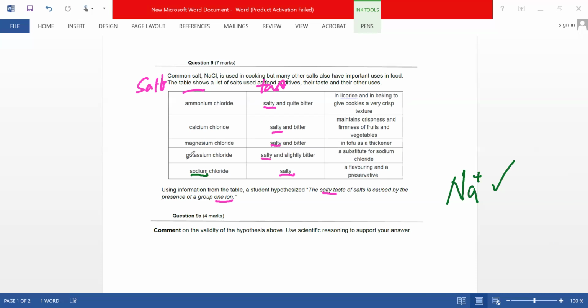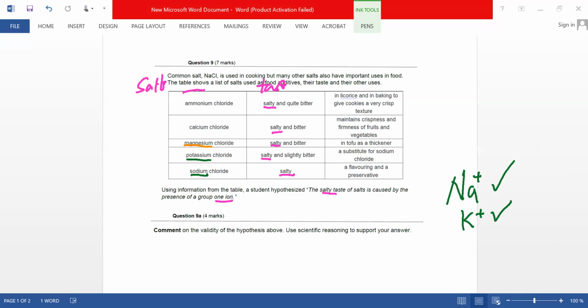Let's look at potassium. Please confirm. Normally, the first one they mention is the metal. Is potassium in group 1 as well? Oh, yes, that is true as well, meaning our hypothesis is also correct. Let's go on. Look at magnesium.